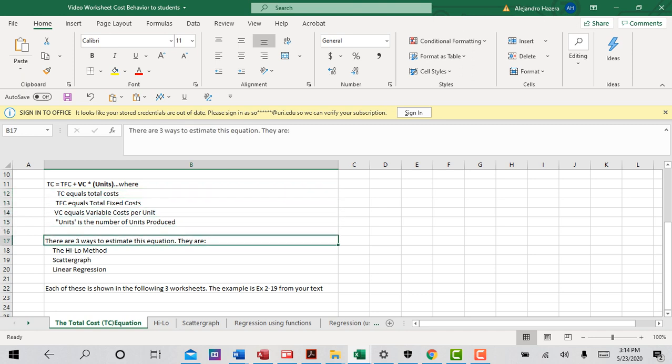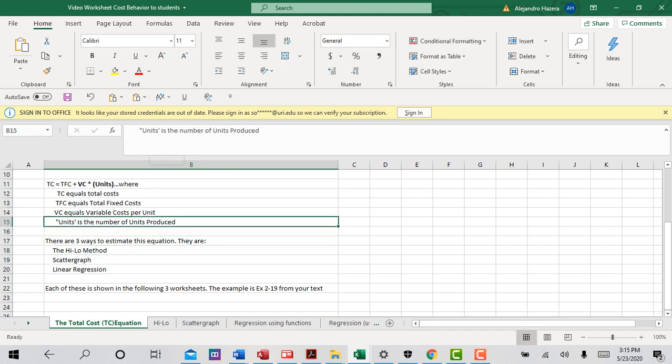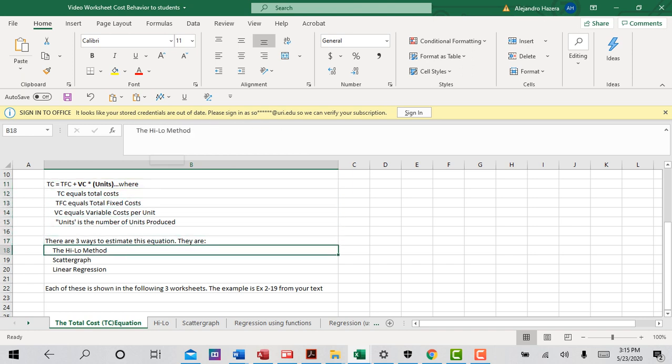There are 3 ways to estimate this equation. The first one, the book loves this one, is the high-low method, and that's the one I'm going to finish this video with. We'll start with the high-low method, and the next video is going to finish this worksheet using the scatter graph and regression. The high-low method estimates this equation using the high point and low point in a data set.